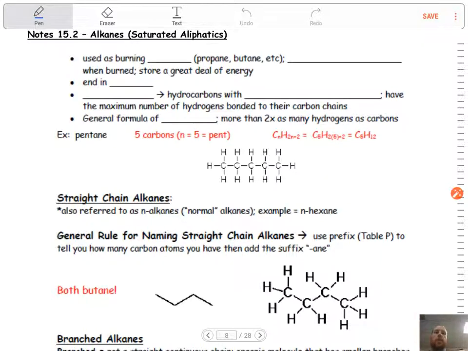So this first one is talking about alkanes. Now remember, these are saturated, and that's a term you need to know. That means they are all single bonds. Okay, all single bonds. And we're actually going to rewrite that in just a minute.